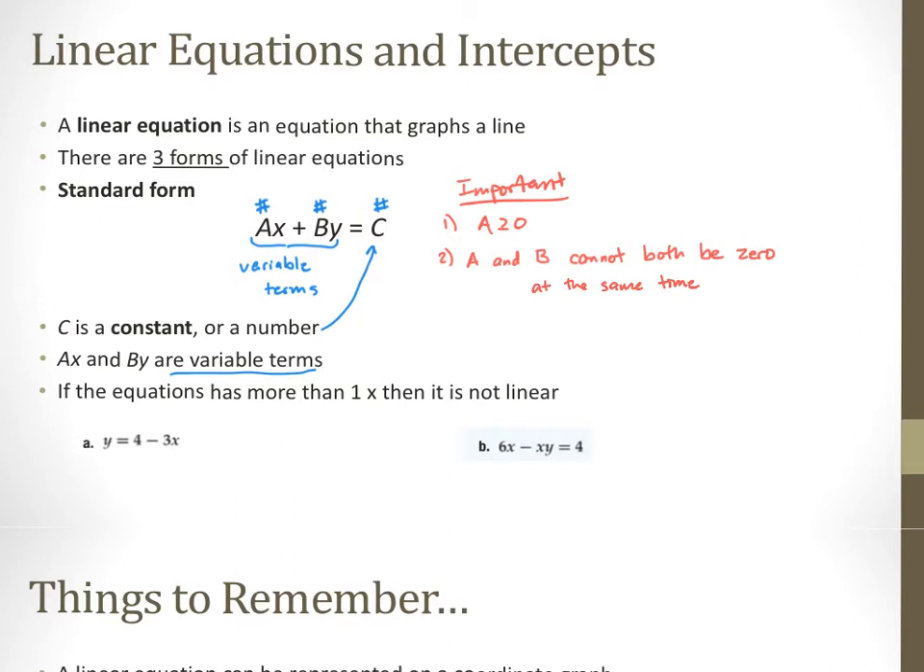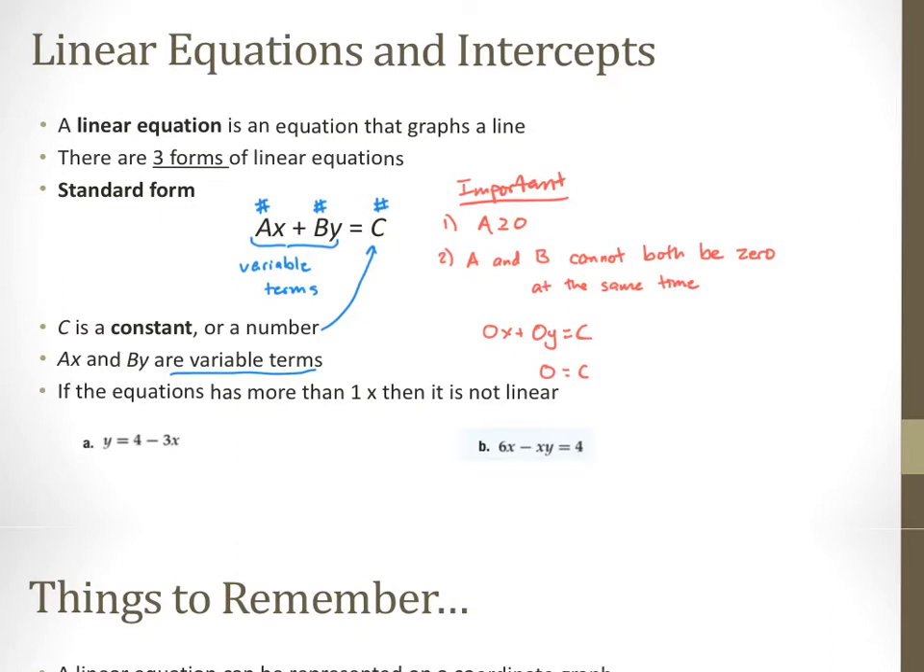Okay, because think about it. If you had 0x plus 0y equal to C, well, then you'd have 0 is equal to C, and that doesn't really make any sense. So whatever you do, A and B cannot both be 0 at the same time.